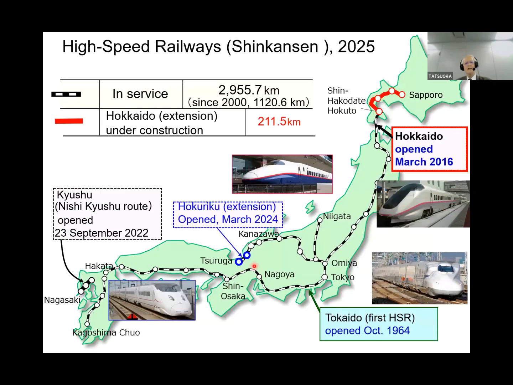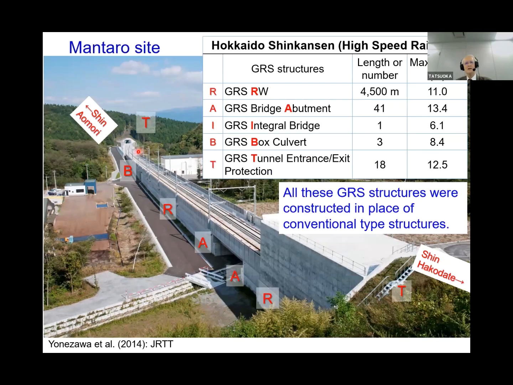This is showing the network of high-speed railways in Japan, the Shinkansen. The white and black stripes are the lines in service, and the red part is under construction. This part opened in March 2016. This one is the Mantaro site. Here R is a GRS retaining wall. A here and here is a GRS bridge abutment. I is a GRS integral bridge, not here, and B is a GRS box culvert, and T here is GRS tunnel entrance exit protection. All these GRS structures were constructed in place of conventional type structures.